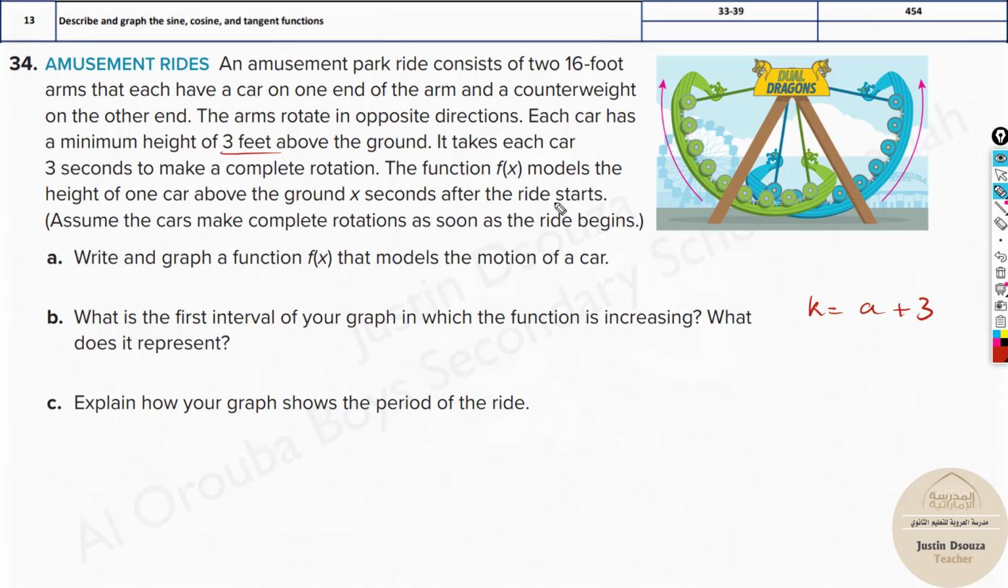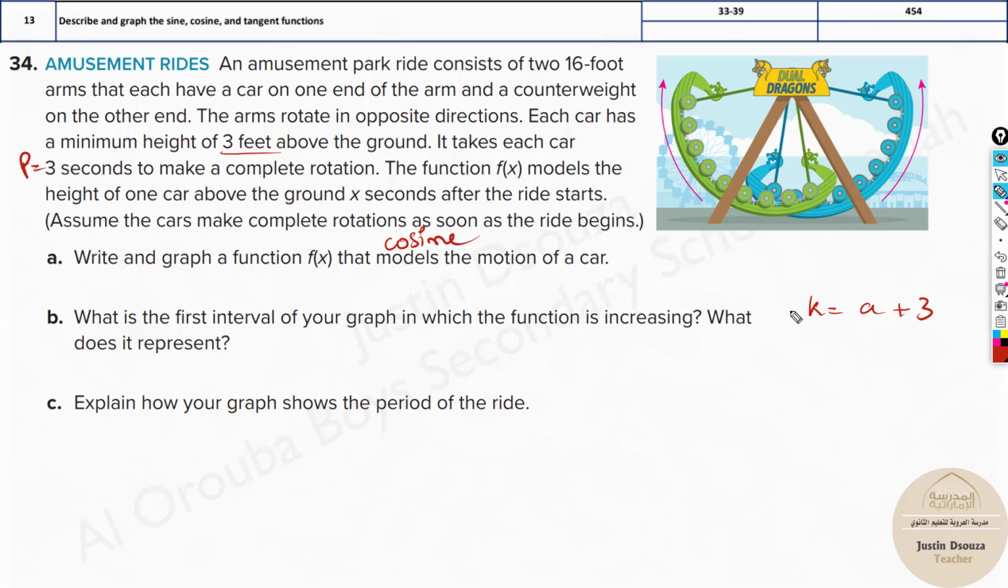That's what it tells. It takes each car 3 seconds to make a complete rotation. This is the period, the period is 3 seconds. The function f of x models the height of one car above the ground x seconds after it rides. Assume the cars make complete rotations as soon as the ride begins. Okay, that means it has already started. So we can take it as a cosine function here.